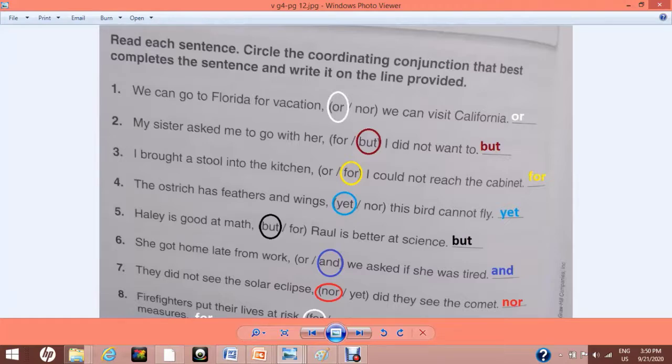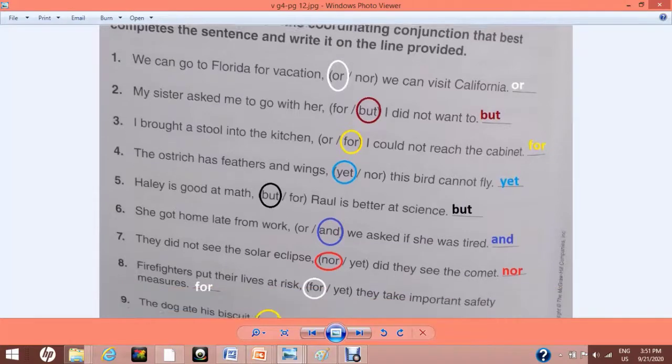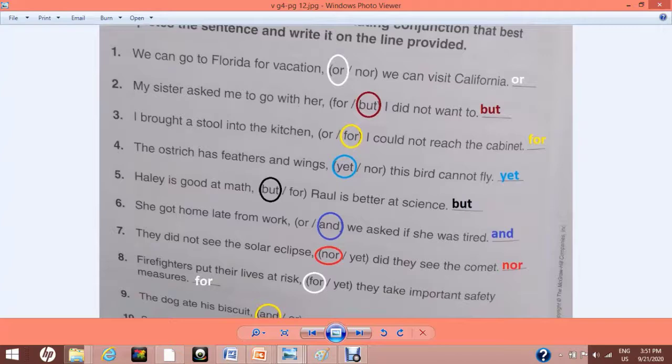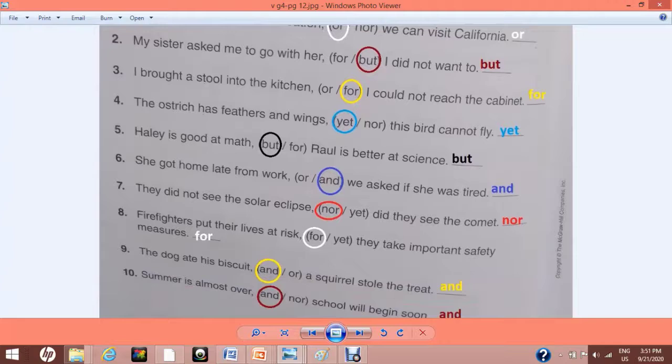Number 1, we can go to Florida for vacation or we can visit California. So not only you will circle or also write the same correct conjunction on the line here. Number 2, my sister asked me to go with her but I didn't want to. Number 3, I brought a stool into the kitchen for I could not reach the cabinet. Number 4, the ostrich has feathers and wings, yet this bird cannot fly. Number 5, Hallie is good at math, but Raul is better at science.